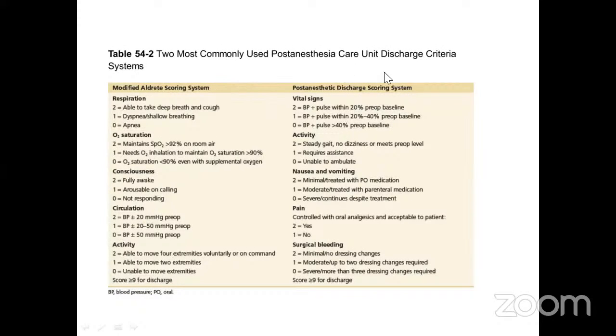Though this is not a risk assessment score, this is the criteria for discharge. These are the modified Aldrete score and the PADS score. The modified Aldrete score has factors such as respiration, O2 saturation, consciousness, circulation, and activity. The post-anesthesia discharge score has vital signs, activity, nausea, pain, and surgical bleeding. The PADS score is used for discharging the patient from the ward, and the Aldrete score is used for shifting the patient from the PACU to the step-down unit.